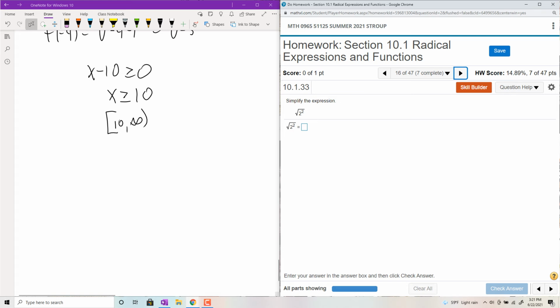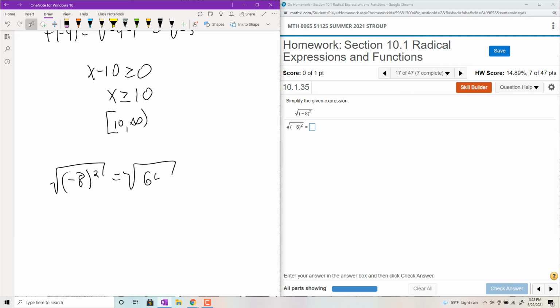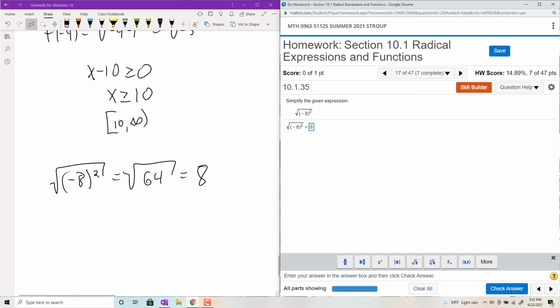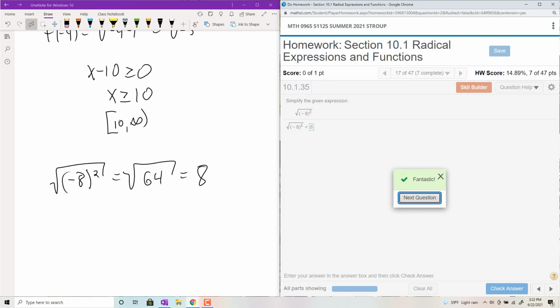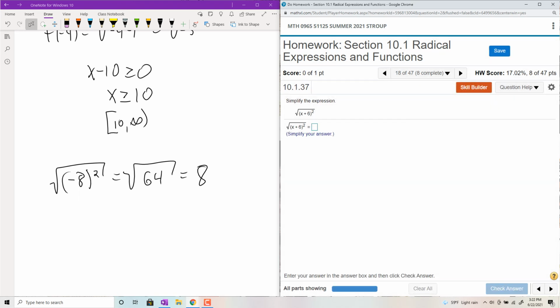Square root of 2 squared is the same as square root of 4. That will just be 2. Oh, so this one, even if you did it without the absolute value stuff, negative 8 squared is 64, and then that's just going to be 8. Negative times a negative is positive, right?